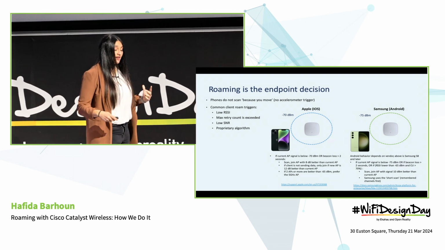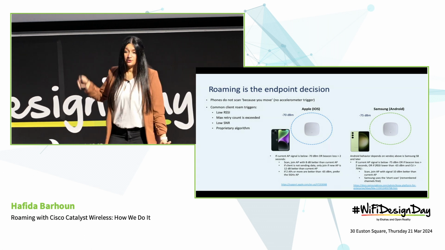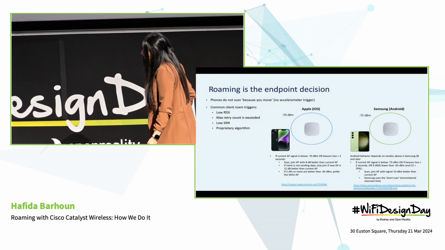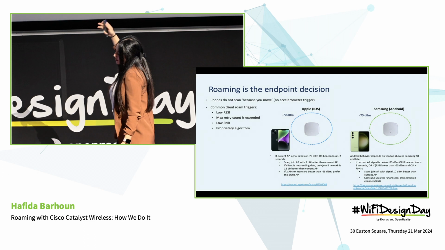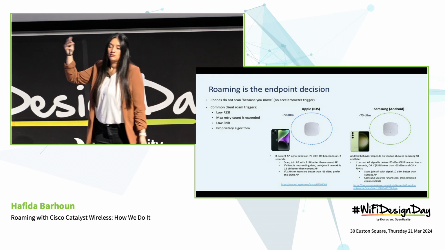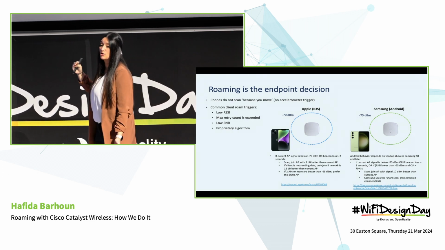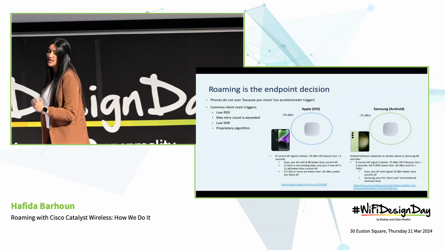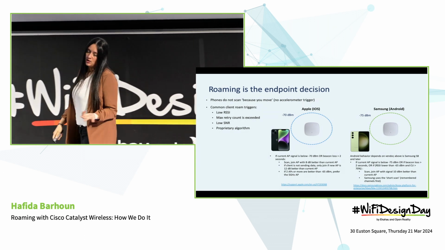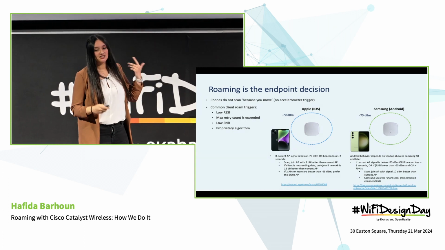Roaming algorithms may vary from one vendor to another. Here you have an example of iPhone and Samsung, where the iPhone decides to roam when the RSSI goes below minus 70 dBm, whereas Samsung does it at minus 75 dBm.